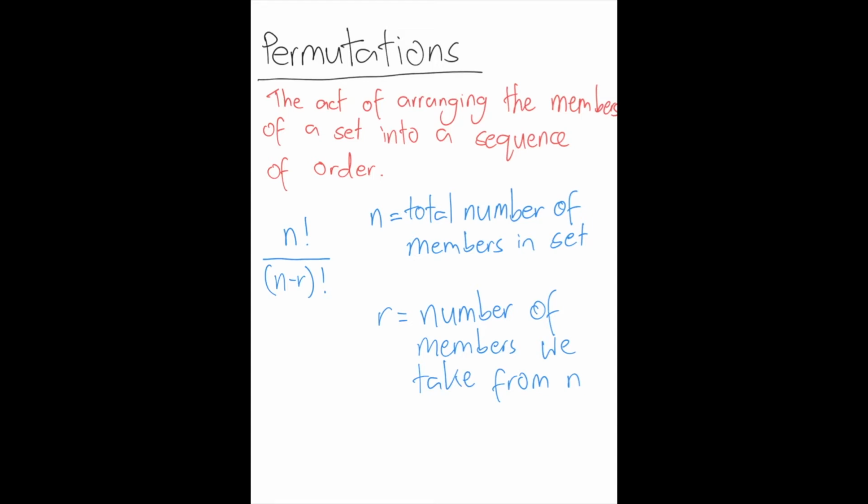Hi everyone, so today we're going to be looking at permutations. Permutations is the act of arranging the members of a set into a sequence or order. This is represented by the equation n factorial over n minus r factorial, where n is the total number of members in the set and r is the number of members we take from n.